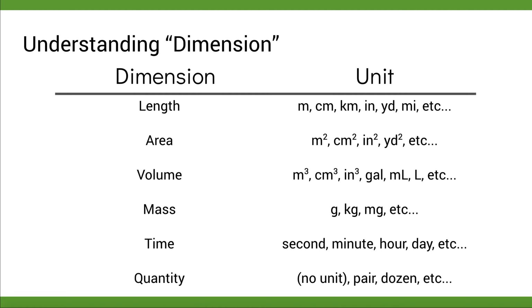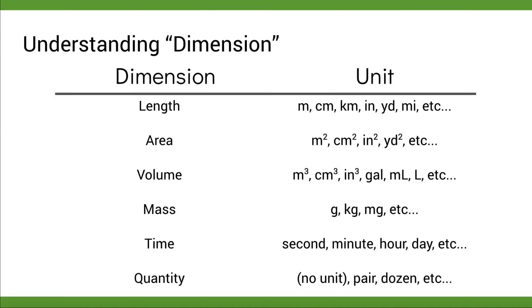And we have quantity. Sometimes we don't have a unit for quantity because we just count: 1, 2, 3, 4. And we can use other units such as pair and dozen. Pair stands for 2, dozen stands for 12, and so forth.